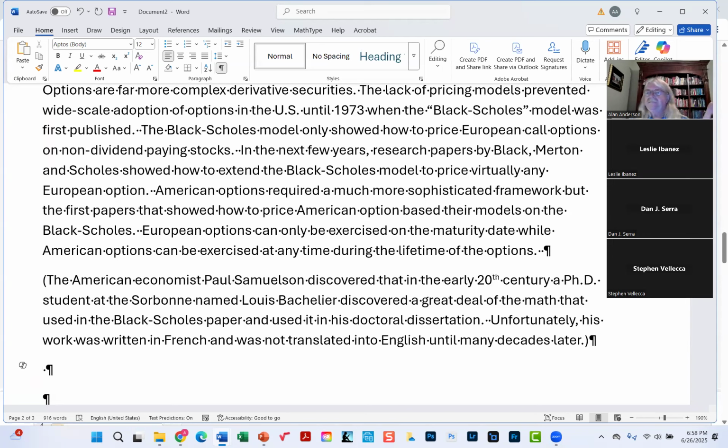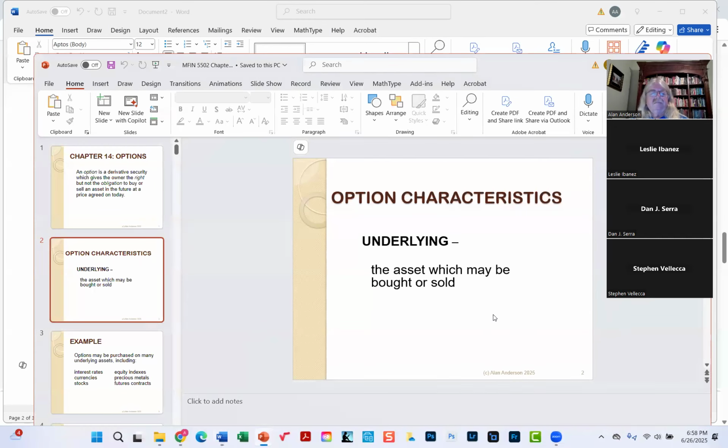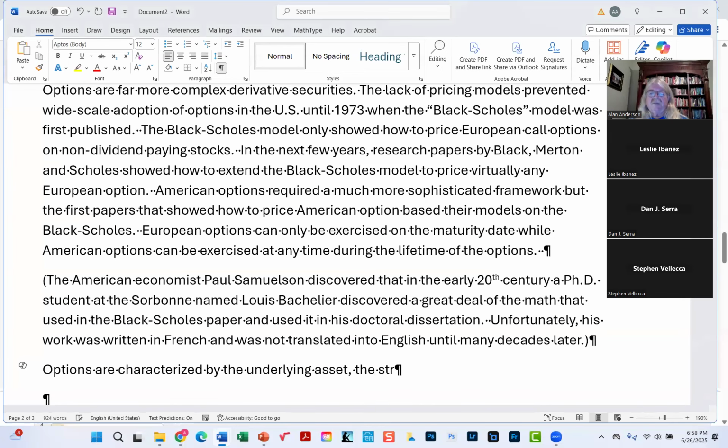So you just don't know. The history of these scientific discoveries is quite interesting. But anyway, options are characterized by the underlying asset, which doesn't have to be an asset. It could be like interest rates, which are not an actual asset. It could be literally anything. The underlying asset, and the strike price, which is the price at which the asset can be bought or sold.